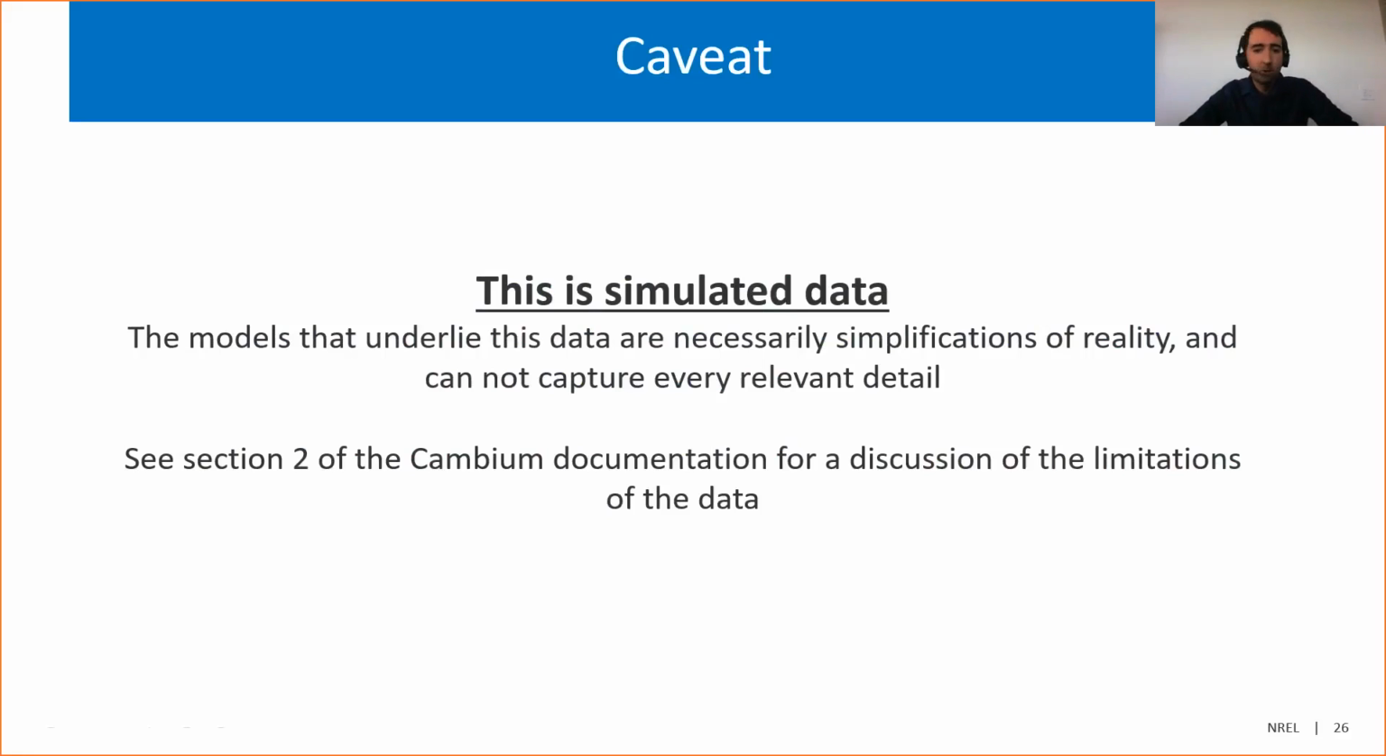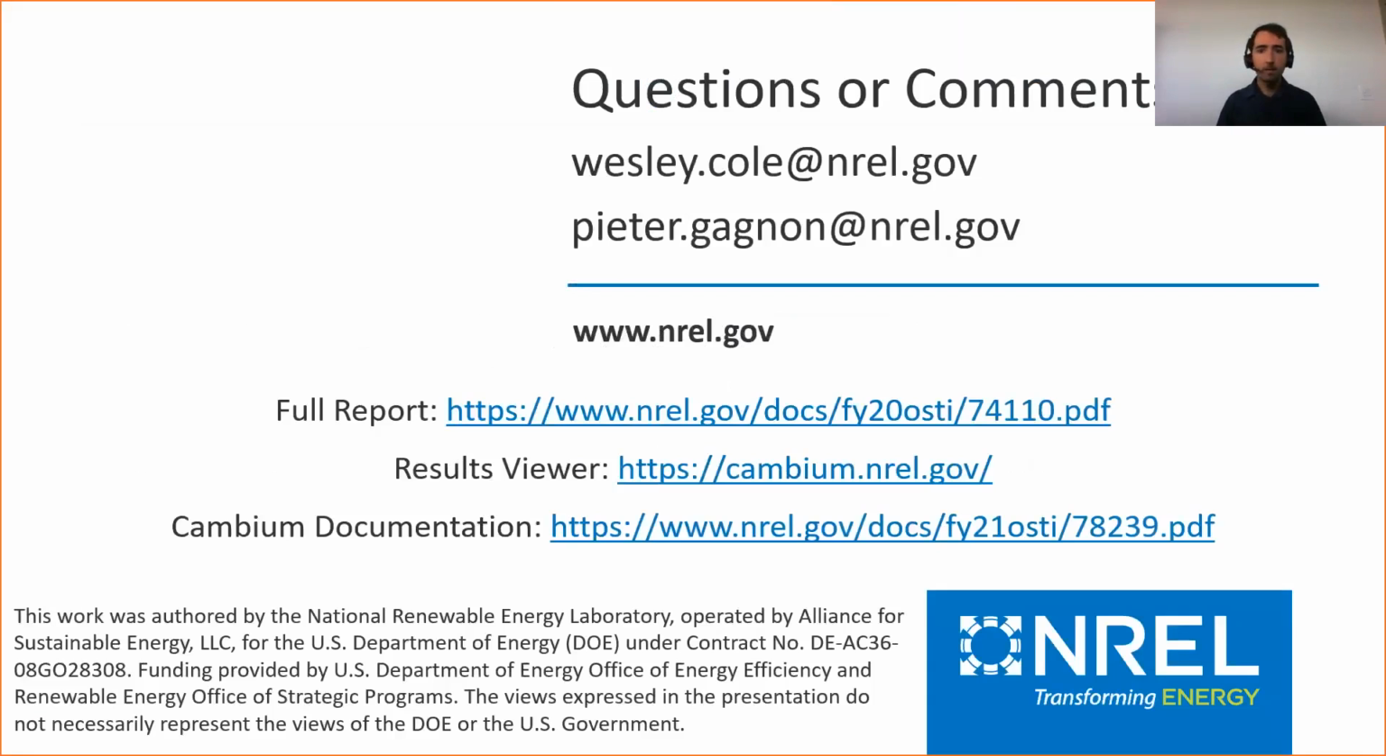And then, of course, this is all projections of the future, so it can be wrong because we can be wrong about what the future looks like, which is why we provide a range of scenarios to try to capture that uncertainty. So just be aware of that. We have some writing about this. Go to the Cambium documentation that I showed earlier. Look to section 2. There's a brief discussion about the specific limitations of this data set that I hope will be helpful if you're trying to figure out whether or not it's right for the question that you're trying to answer. All right, that's all I've got.